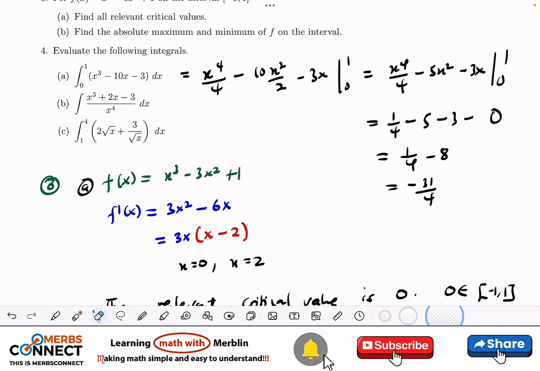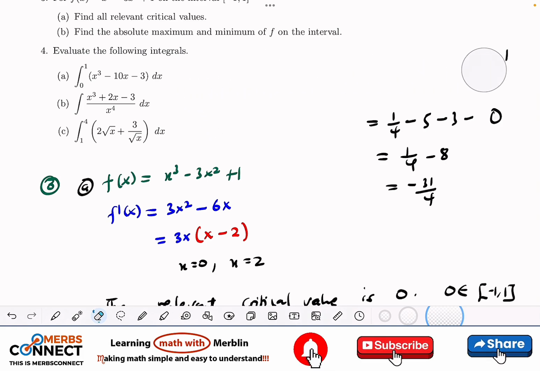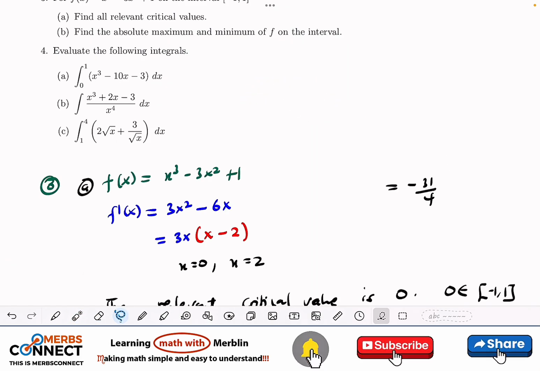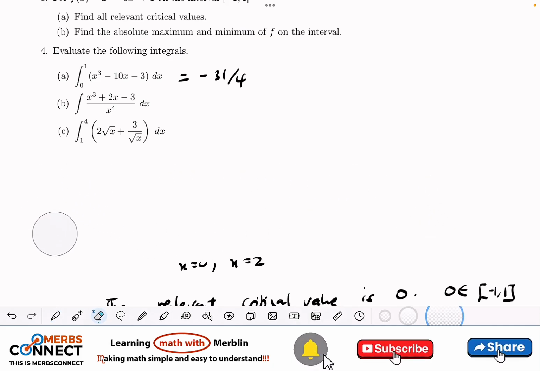You can use a calculator to do that. So definite integrals are now also becoming so easy for us because we've been doing it time to time, right? So this is going to give us minus 31 divided by 4. Okay, let's look at B. Let's look at B.